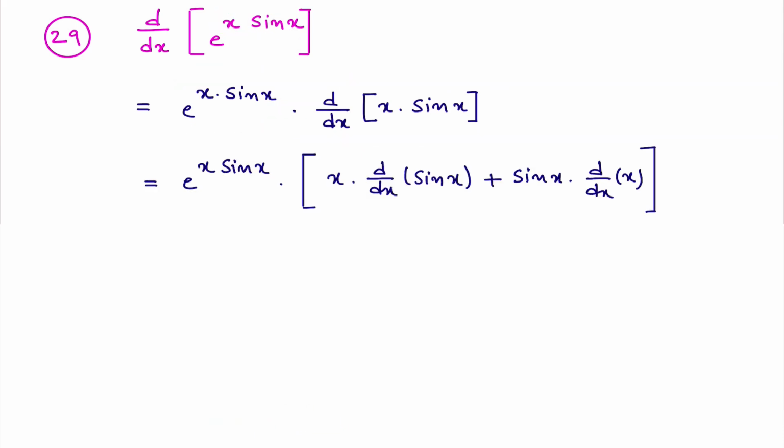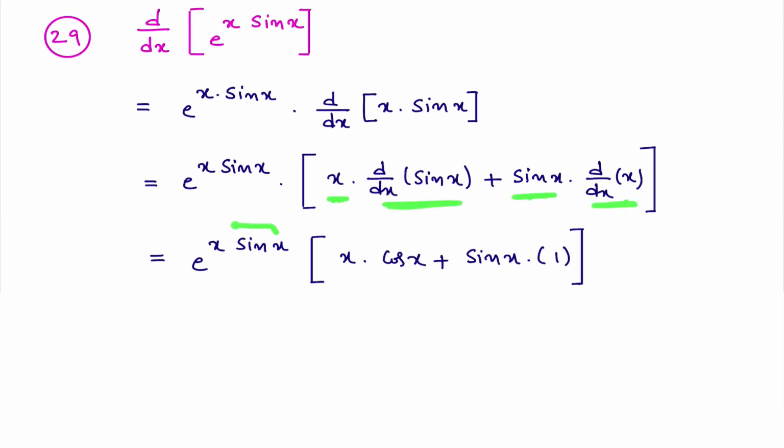Now, further if I simplify this, e power x sin x as it is, look at this part. How to differentiate this? You know basic rules of differentiation, product rule, d by dx of uv is what? u into derivative of v plus v into derivative of u. So derivative of x sin x is what? x into derivative of sin x plus sin x into derivative of x. Here I applied the product rule that we learn in basic differentiation.